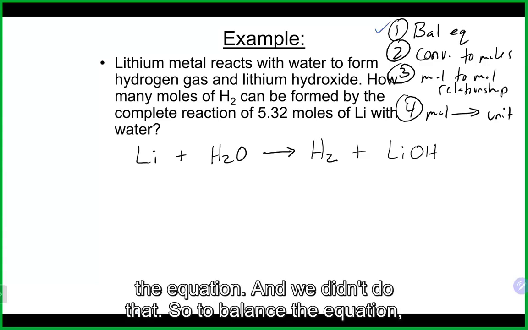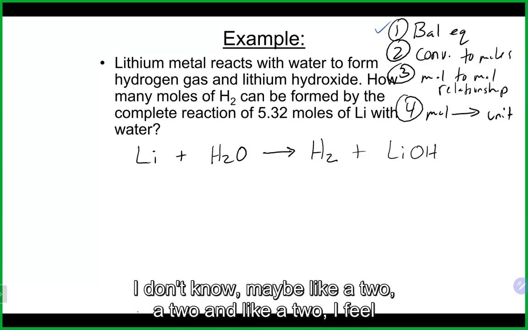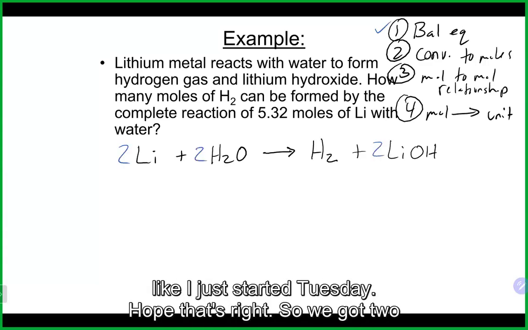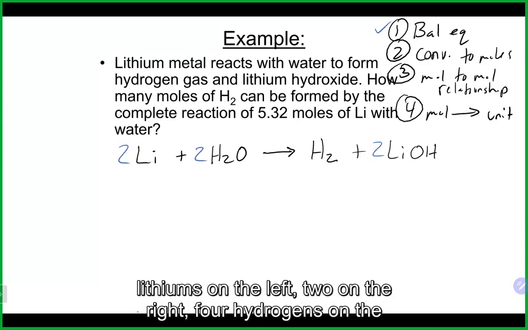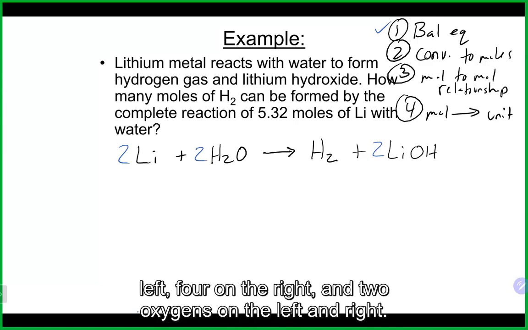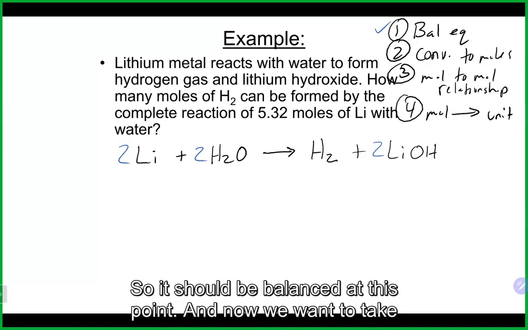We didn't do that. So to balance this equation, maybe like a 2, and like a 2. I feel like I'm just throwing 2's down. Hope that's right. So we got 2 lithiums on the left, 2 on the right, 4 hydrogens on the left, 4 on the right, and 2 oxygens on the left and right. So we should be balanced at this point.